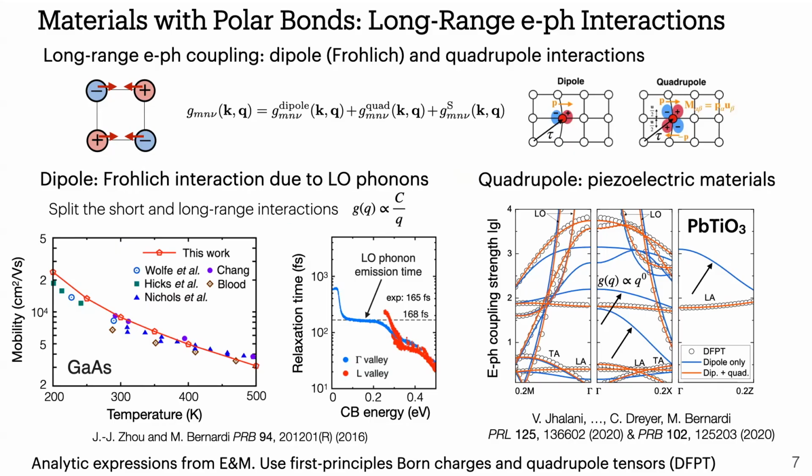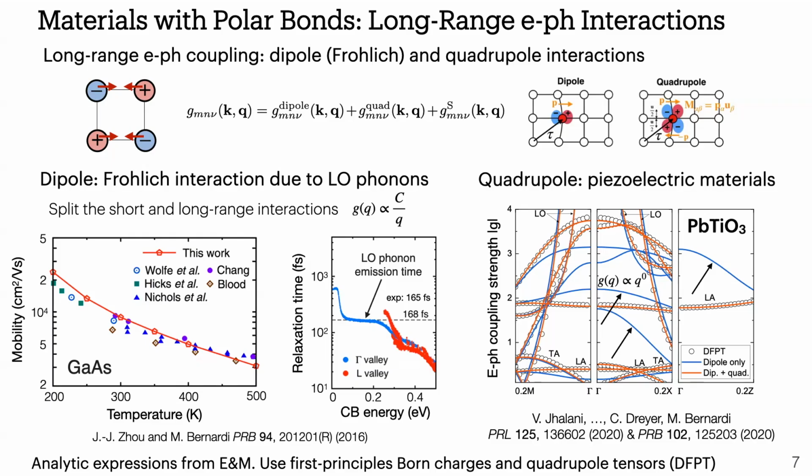Now, the long-range dipole term is essentially what's known as the Fröhlich interaction. This is typically due to longitudinal optical phonons. When the two atoms oscillate against each other with an optical motion, that generates a long-range field, which is basically the field of a dipole. And if you Fourier transform that field, just from electromagnetism, you realize that the electron-phonon coupling goes like the inverse of the phonon wave vector. So it goes like 1/q.